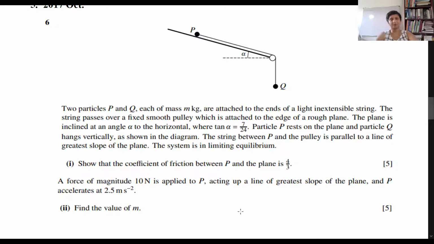And I hope you took notice of the last line here. They say the system, now when you leave it, is in limiting equilibrium. It's about to move, but it's not moving. F max. The forces are balanced because it's not still moving, but the friction is F max. Good. I'm sure you can tackle this problem.